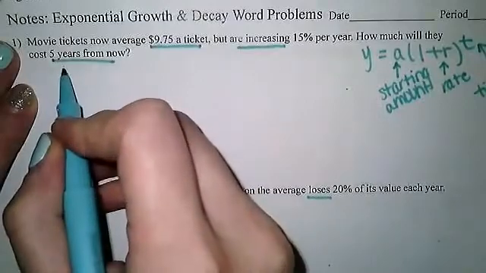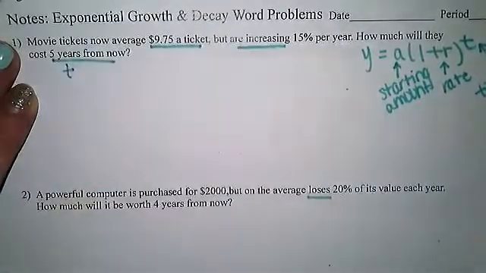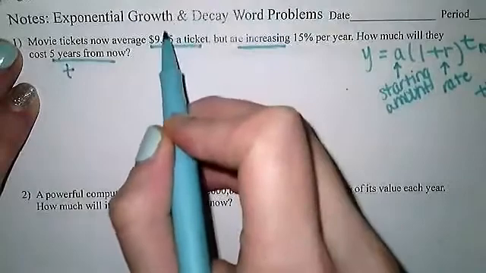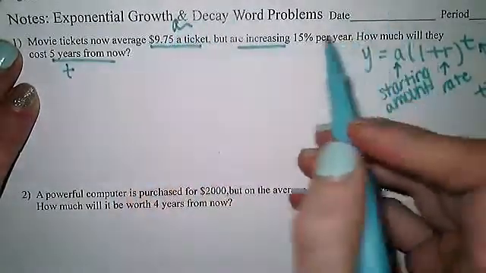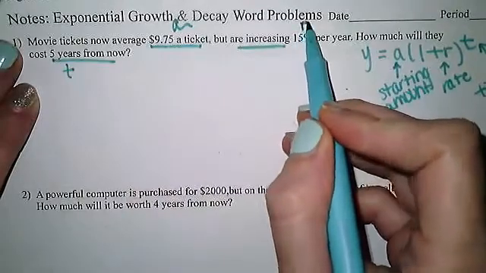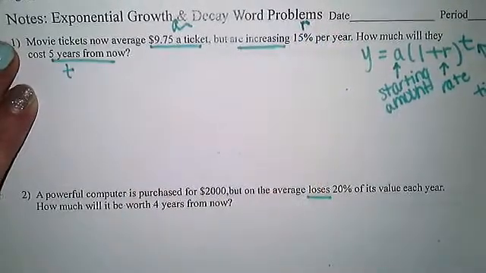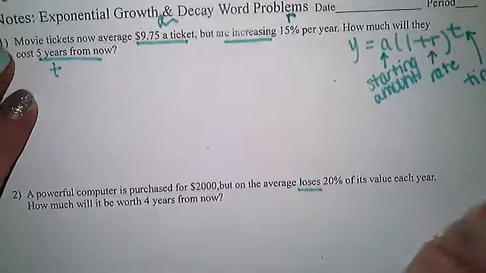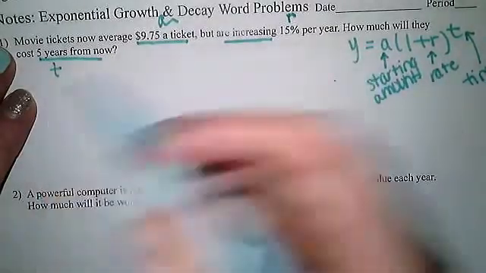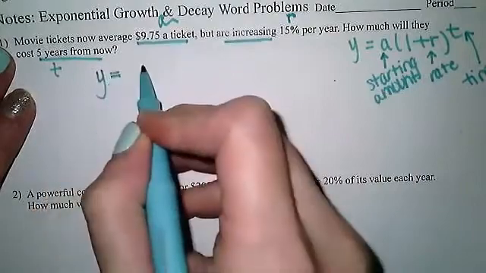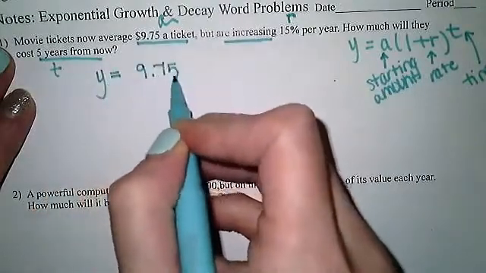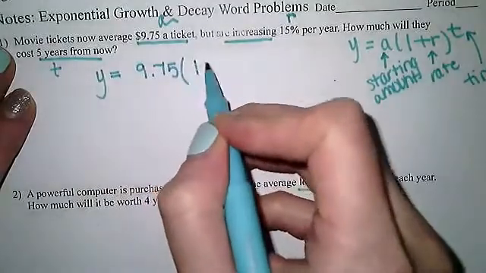So the time that we're looking at is 5 years. That'll be T. The starting amount is $9.75, so that'll be A. And the rate is an increase of 15% per year. So we'll make that the rate. And when we go to plug in, we'll be solving for Y, which is our amount after 5 years.